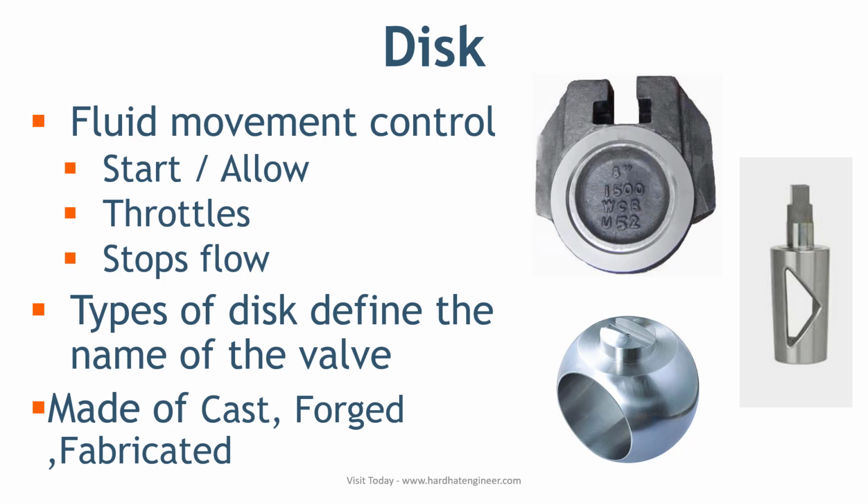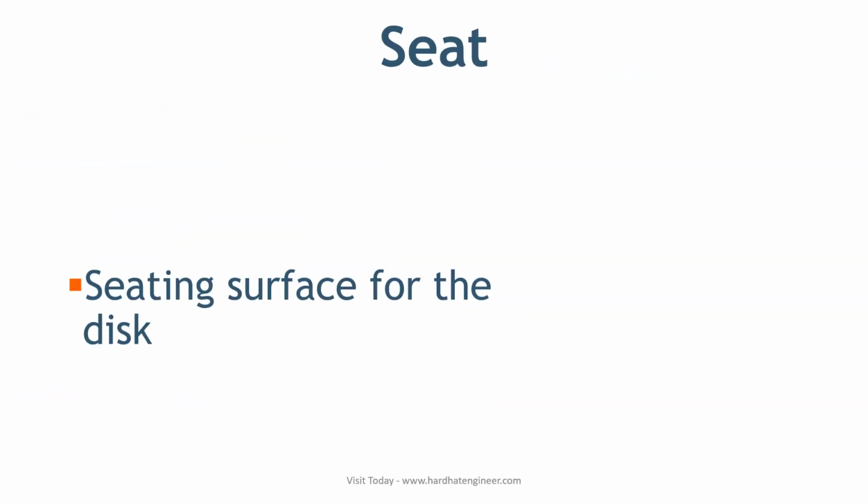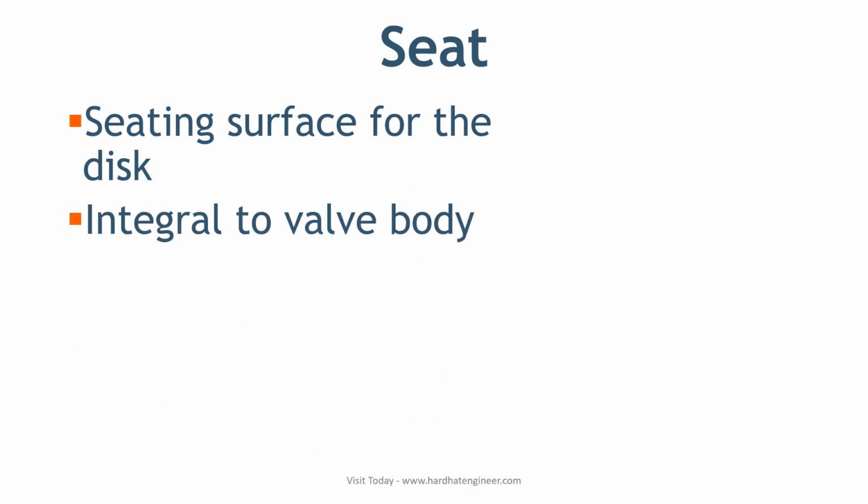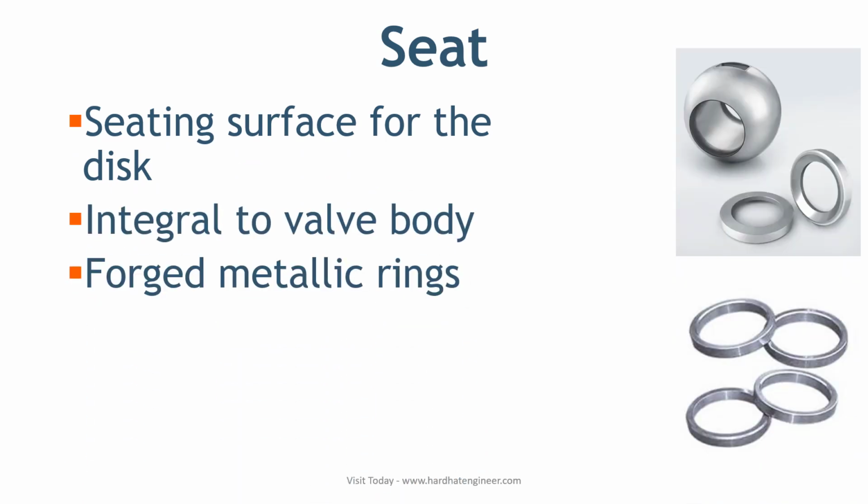Seat. Seat is one of the main components that directly affect the leakage rate of the valve. Seat can be an integral part of the valve body or made of a forged ring or non-metallic material. A valve may have one or more seats. In the case of globe and swing check valves, there is one seat, which forms the seal with the disc to stop the flow. A gate valve has two seats, one on the upstream side and the other on the downstream side. Multi-port plug and ball valves may have several seats, depending upon the number of ports in the plug or ball.